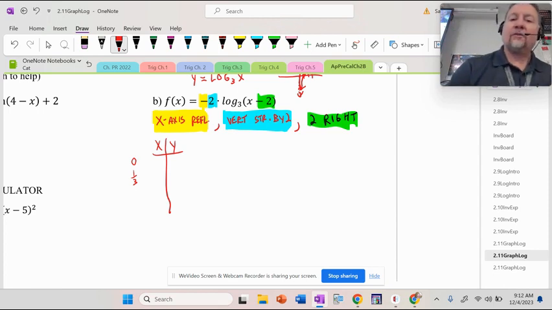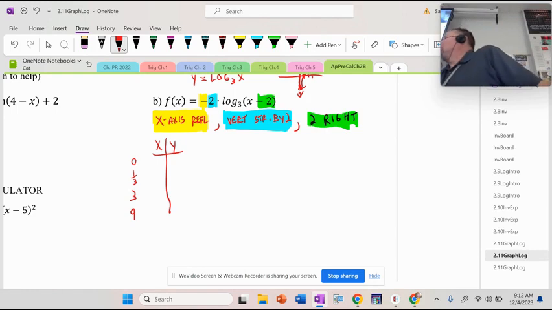And then I want the 3 point and then maybe the 9 point. Why? 3 to what power equals 9? 2. But I need to create these values by inputting the correct things.